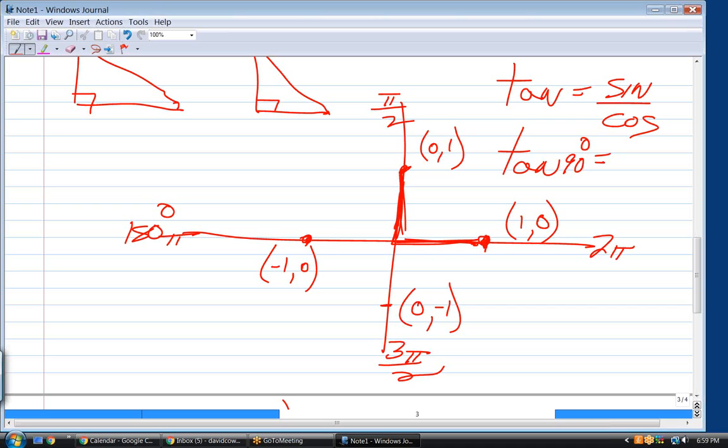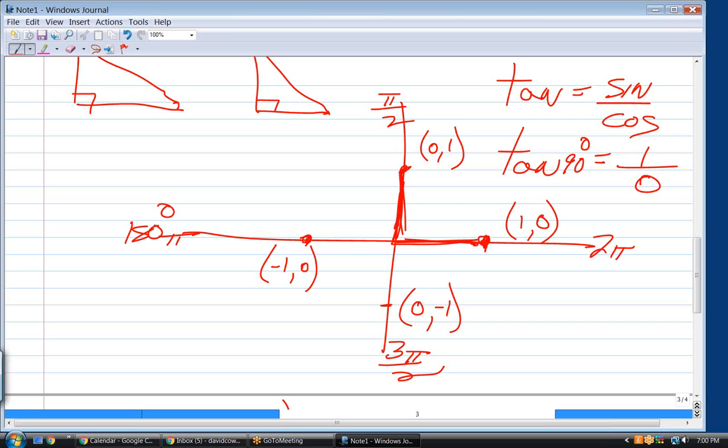What's the sine of 90? It is 1 over 0. That'd be 0. No. Look at that carefully. When you divide by 0, what do you get? 1. No. You can't divide by 0.